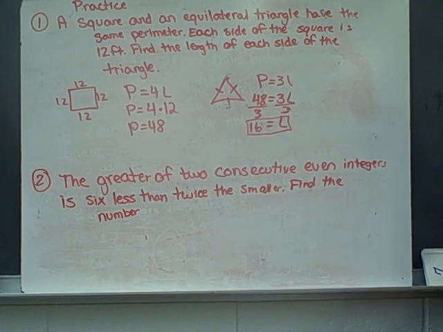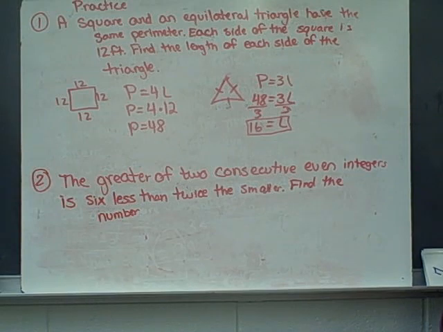So let's practice. Okay, now there are a multitude of different things that you could see, but let's practice. A square and an equilateral triangle have the same perimeter. Each side of the square is 12 feet. Find the length of each side of the triangle.